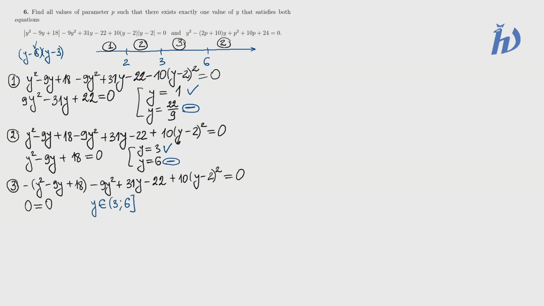All right, and now, after all the intervals have been considered, we need only sum it all up and write down all the solutions we obtained. So all in all, we can see that y belongs to 1 and an interval from 3 to 6.